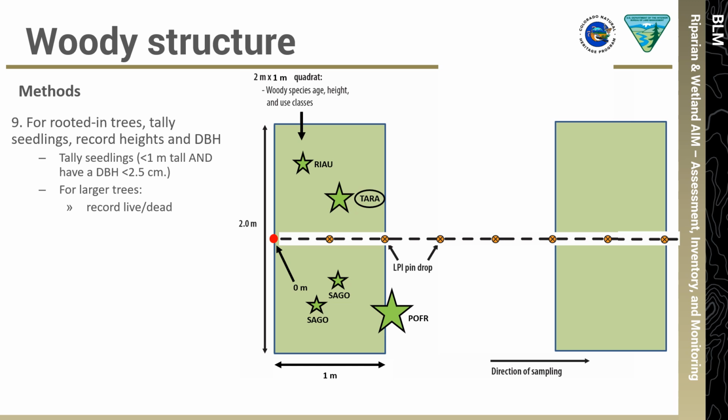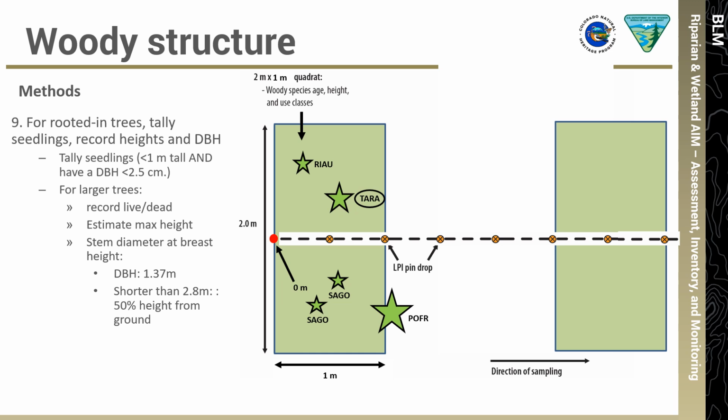Record as live or dead based on the entire individual, including stems and branches outside the quadrat. Only record as dead if all stems and branches are considered dead. Next, for each larger tree, estimate the maximum height of the individual's tallest stems or branches, regardless of whether those stems or branches are within the quadrat or not. Record the maximum height using classes in Table 12.